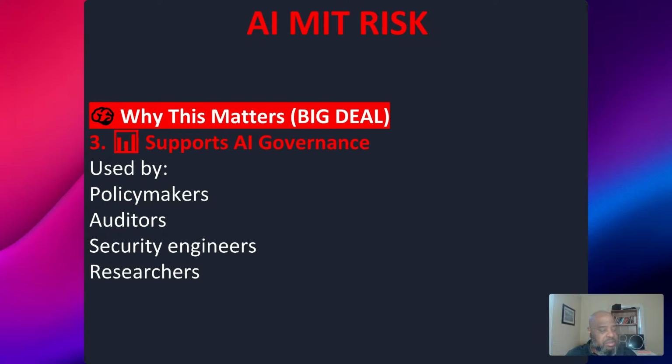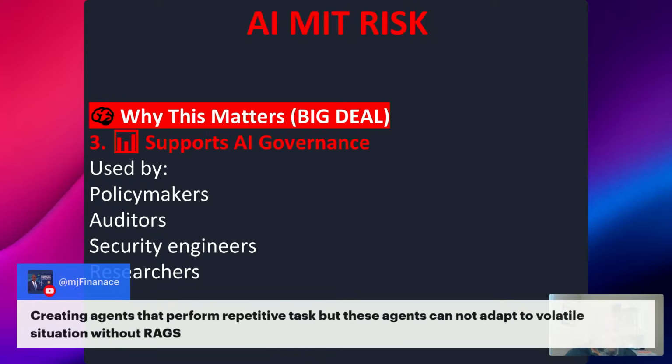Let's see what my man MJ Finance said again. Creating agents that perform repetitive tasks, but these agents cannot adapt to volatile. No, I agree with that. You're right, Brad. You've got to have your retrieval information. It's not just volatile, it usually forgets and starts hallucinating, right? So you definitely have to have your RAG system in there.